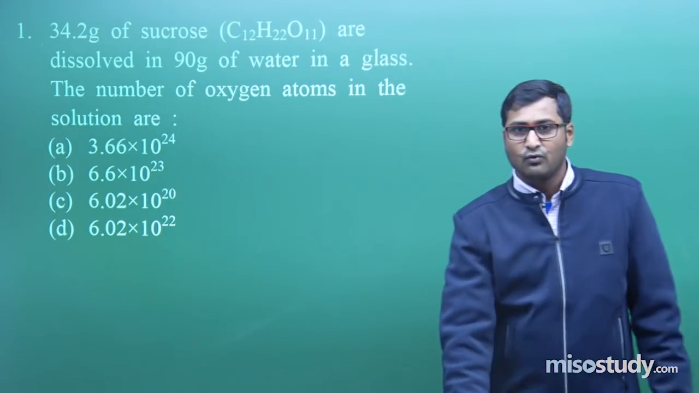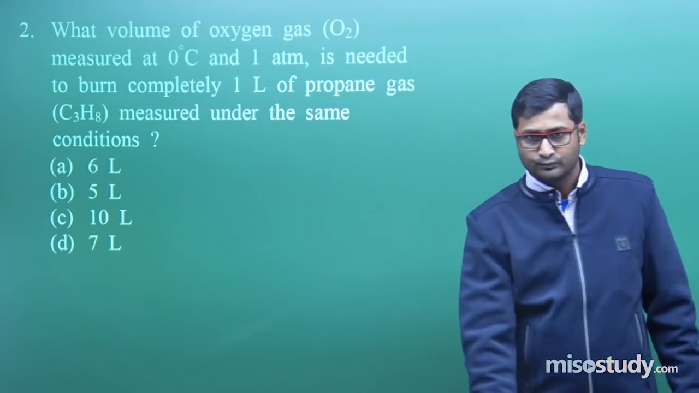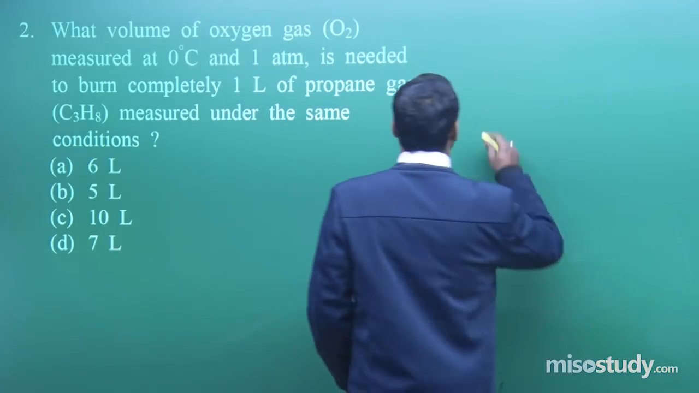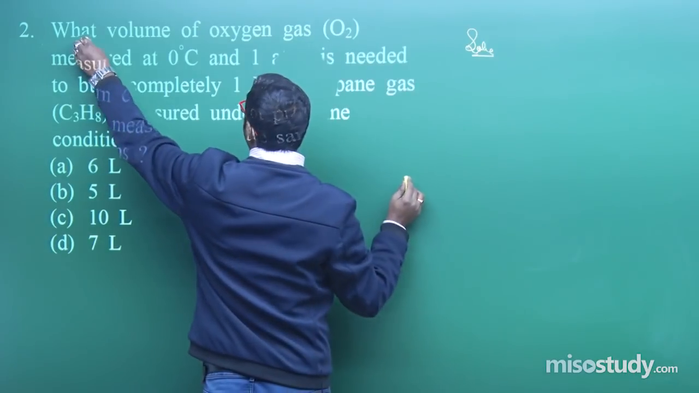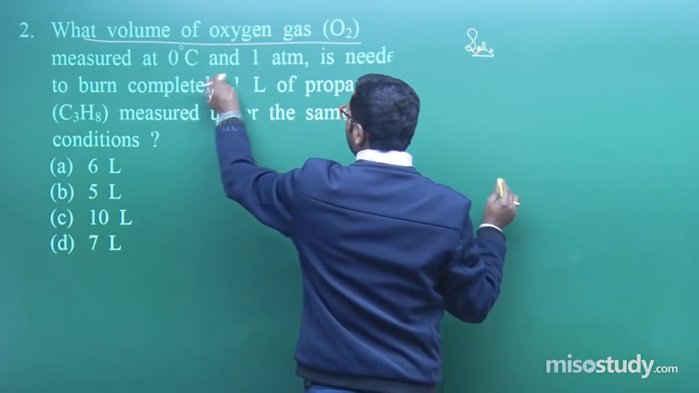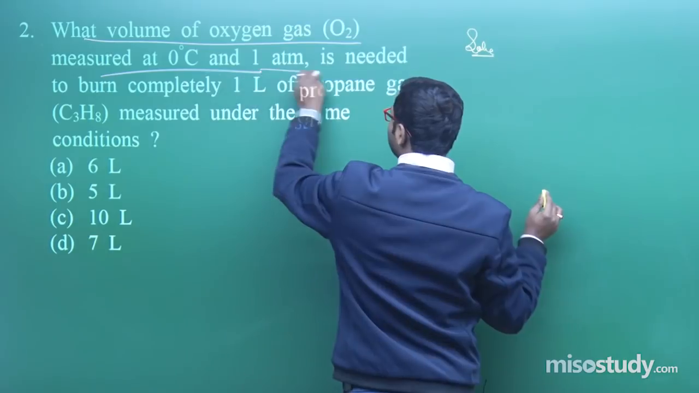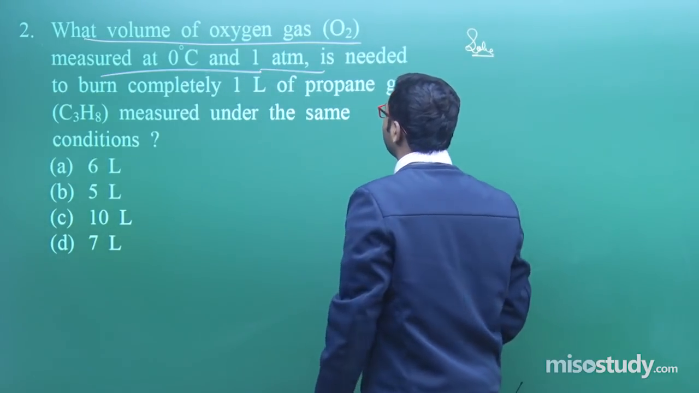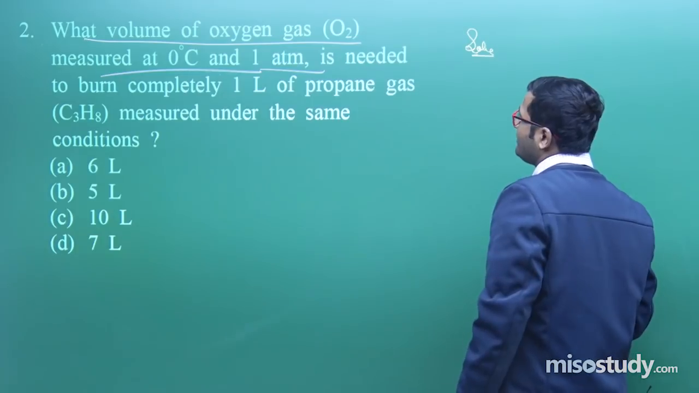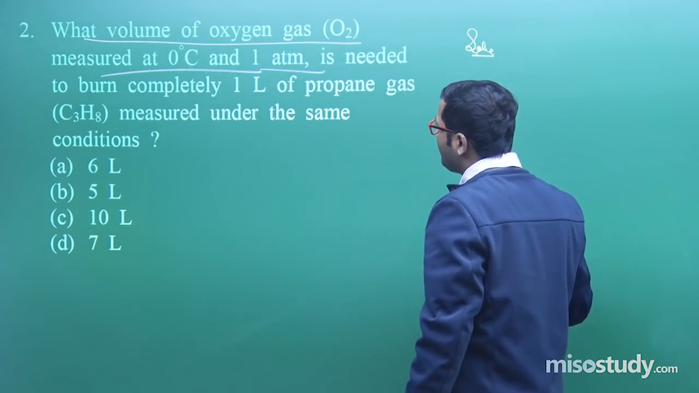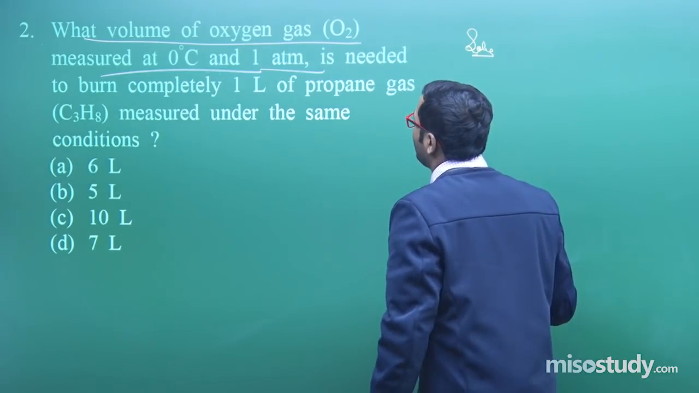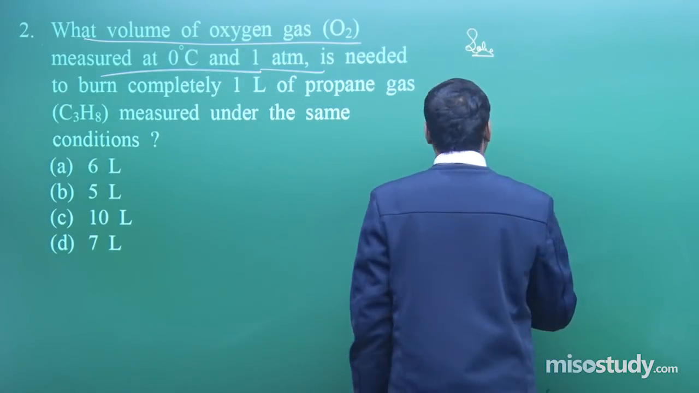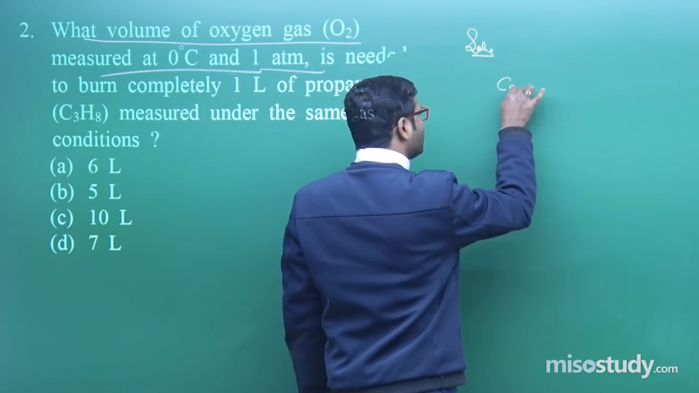Now let's move to the next question, question number 2. Read the question very carefully. Question number 2 is, what volume of oxygen gas measured at 0 degree Celsius and 1 atm, that is STP condition, is needed to burn completely 1 liter of propane gas? Okay, what is the formula of propane?